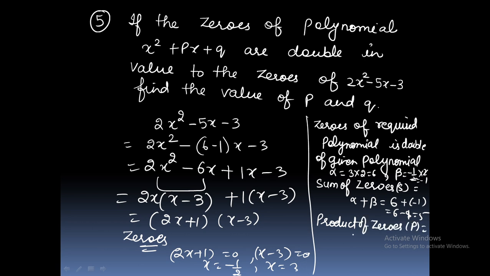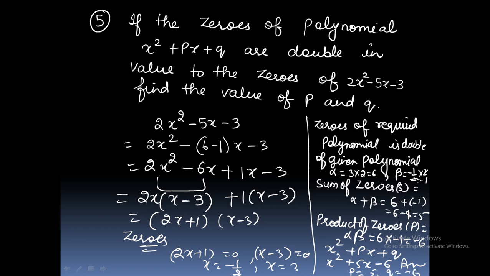p is equal to alpha into beta, 6 multiplied by minus 1, that is minus 6. And you can see its equation, that is x square plus px plus q, x square plus 5x, and q is minus 6. This is your final equation, and you can see p's value is 5 and q's value is equal to minus 6.